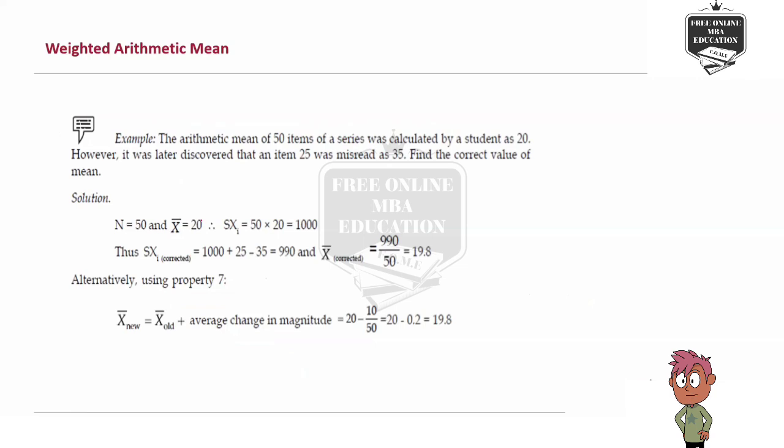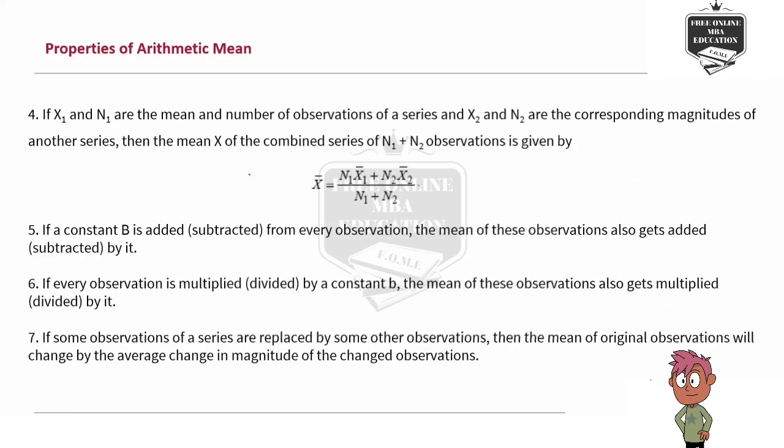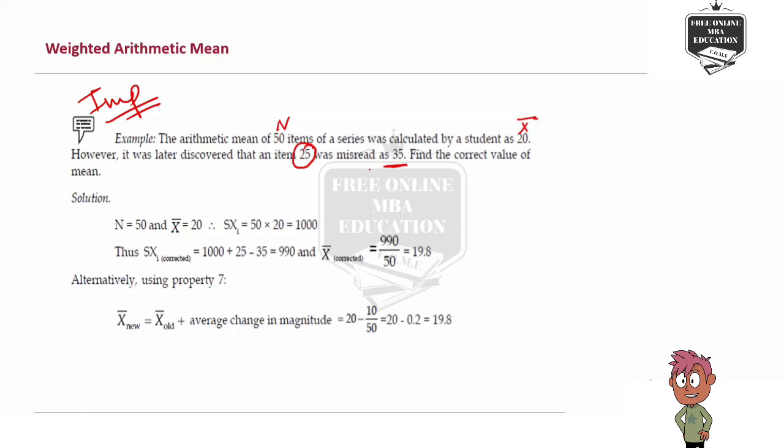Now, this is the question for the weighted mean. The arithmetic mean of 50 items of a series was calculated by a student as 20. So the mean is given to be 20, n is equal to 50. However, it was later discovered that, again, I have made a mistake. Okay, I'm so sorry. Does he have to calculate all of the additions again and then divide by n to get the correct value? No, that's the older way to find out the original method. But also we can do it smartly. And how can we find out?